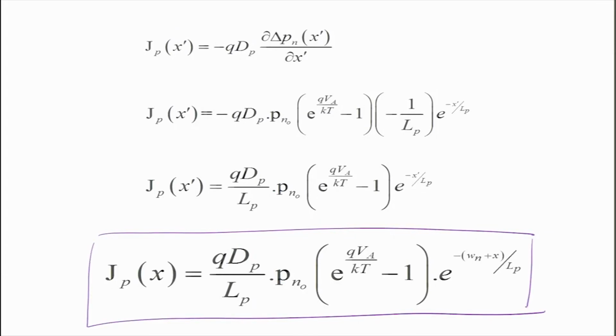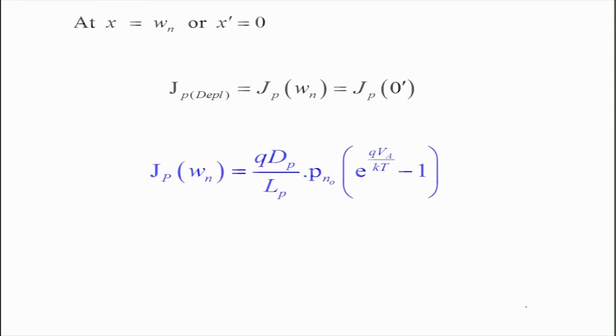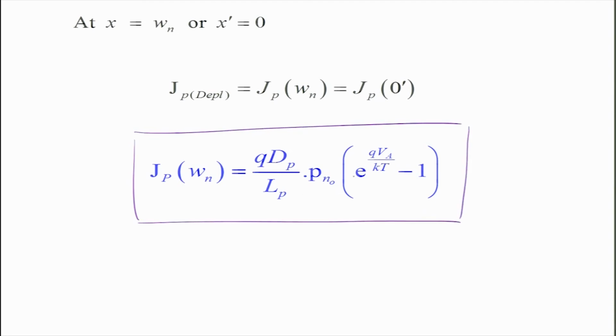If you do a similar analysis for electrons, you will get Jn. Now at x equal to Wn, or x prime equal to 0, we know that Jp at the depletion edge is equal to Jp at Wn, which is equal to Jp at x prime equal to 0. So Jp at Wn is equal to q Dp by Lp into Pn naught into exponential of qVa by kT minus 1. Essentially, we have taken x prime equal to 0.